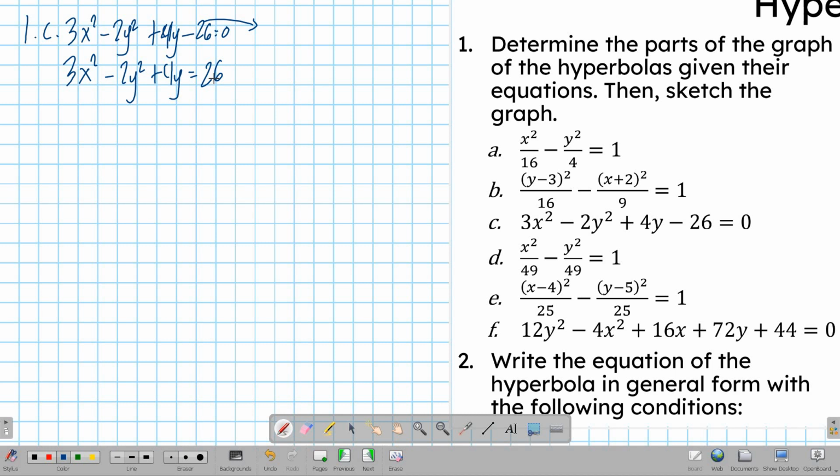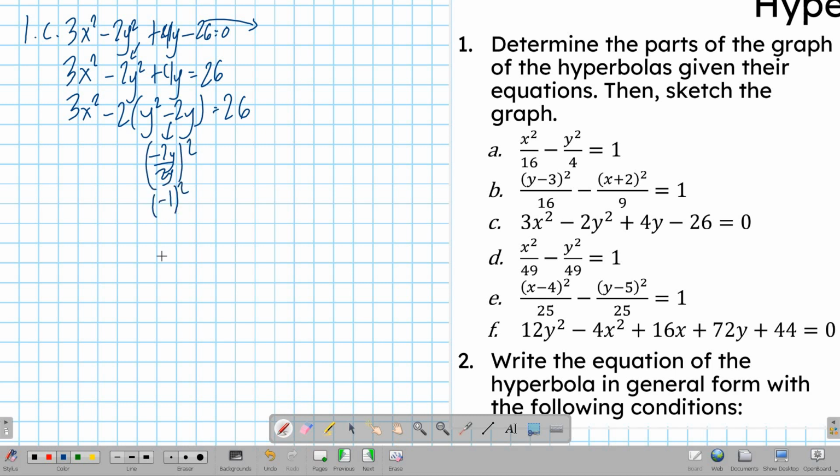However, negative 2y squared has 4y, and that middle first degree term tells us that we need to complete the square. So to do that, first this has to be 1. Therefore, we factor out negative 2. Hence, we're going to have 3x squared minus 2 multiplied by y squared, negative 2y squared divided by negative 2, that's y squared. 4y divided by negative 2, that's negative 2y equals 26. Now, we complete this by dividing this middle term by 2 and squaring it.